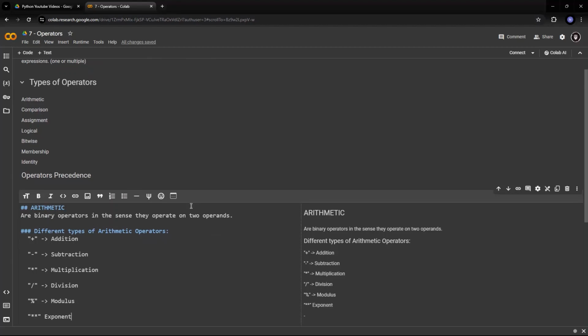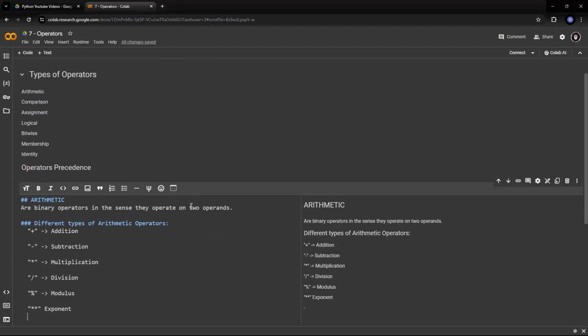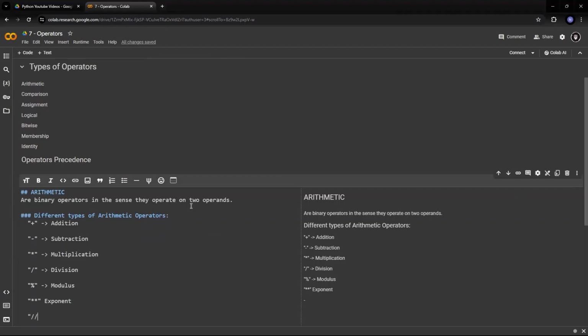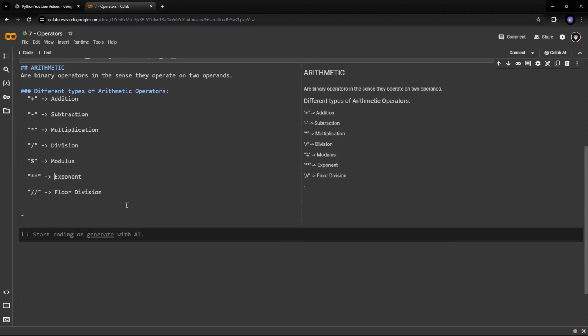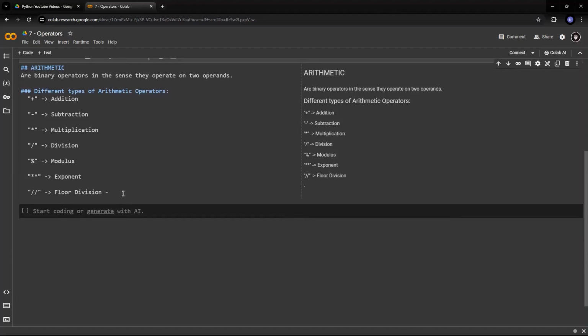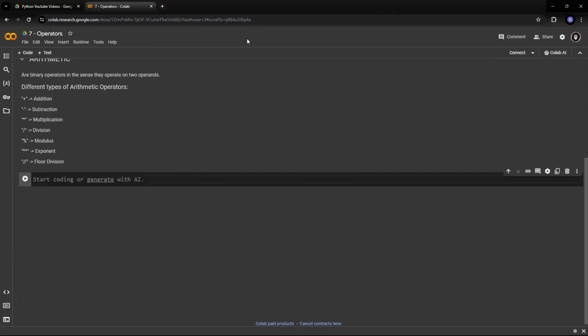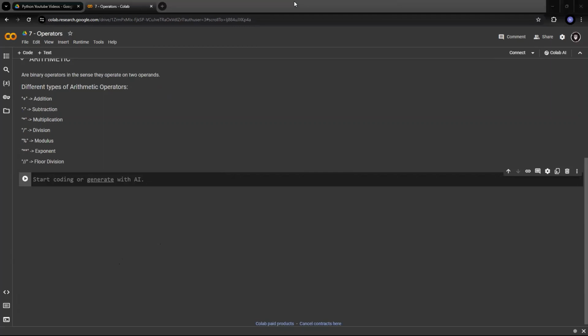We'll see the operations of all the symbols one by one. Then we have double forward slash, which is used for floor division. We'll see what is the difference between normal division and floor division by examples. So these are various types of symbols that we have seen, theoretically. Now let's start one by one. Let us study this one by one.